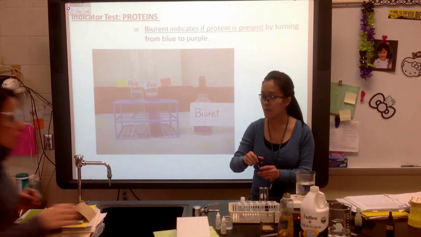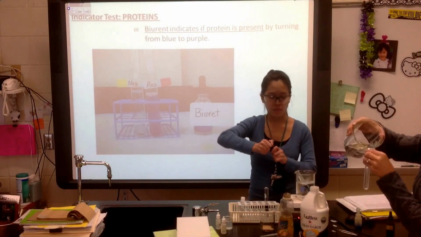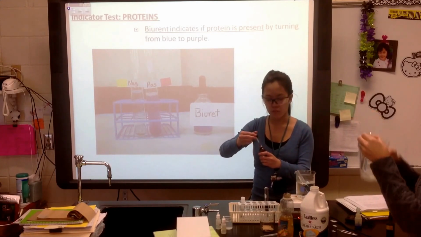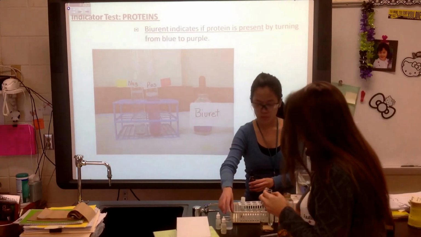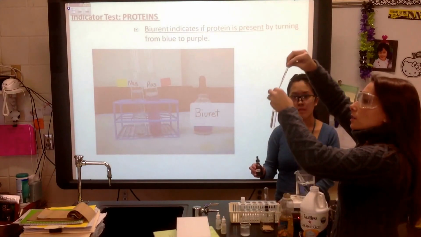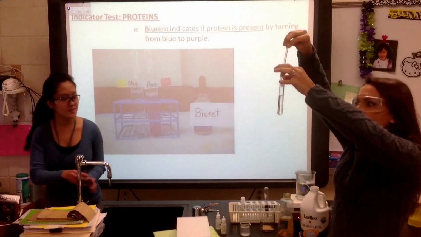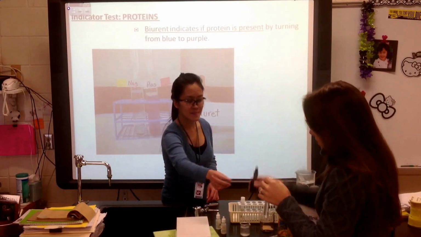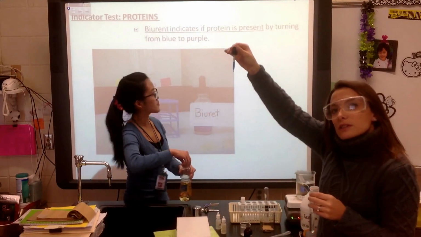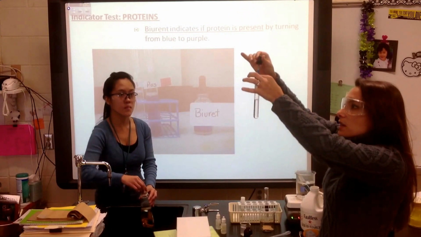So remember, you always start by adding a little bit of water to your test tube. We're back to using the test tube. And now we're going to add the protein to it. I add my 15 drops. And then I add my 4 drops of the Biuret. Notice that the Biuret also starts as blue, kind of like Benedict's, but the color change tells me if protein is present.